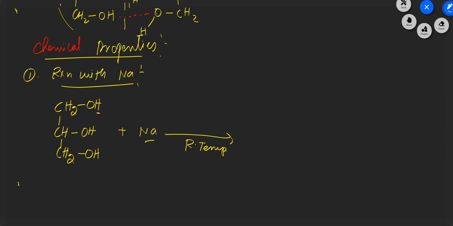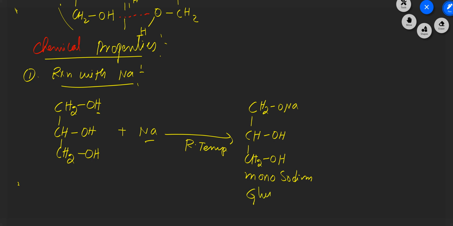One ONa forms, CH2ONa, CHOH, CH2OH. We call this monosodium glycerate, because only one sodium is present in this molecule. Monosodium glycerate is the name given to it. Next, why are we mentioning the ending 'ate' here in glycerate?